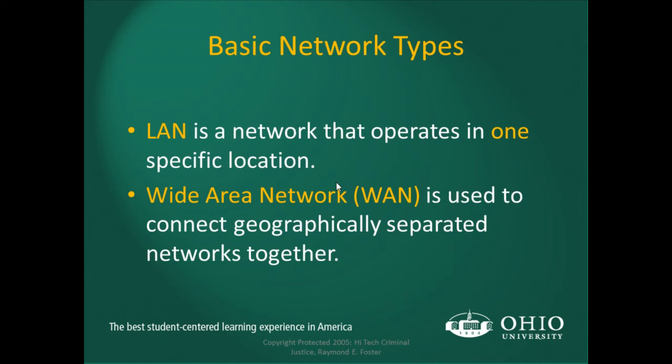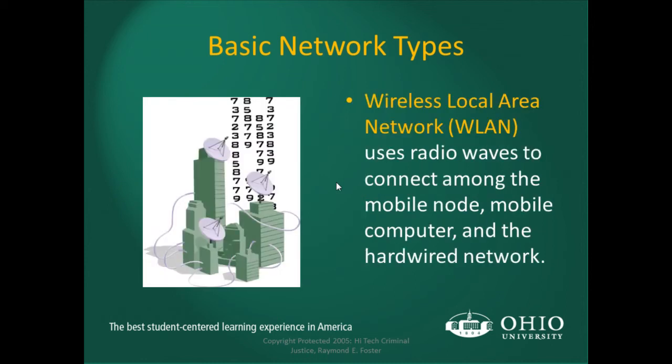It's important to understand it. A WAN, or a wide area network, is used to connect geographically separate networks. So I have my network in Columbus talking to the network in Cleveland over a WAN. Cleveland is a local area network. Columbus is a local area network, but they speak over the WAN, or the wide area network. So it's important to understand the difference between those two.